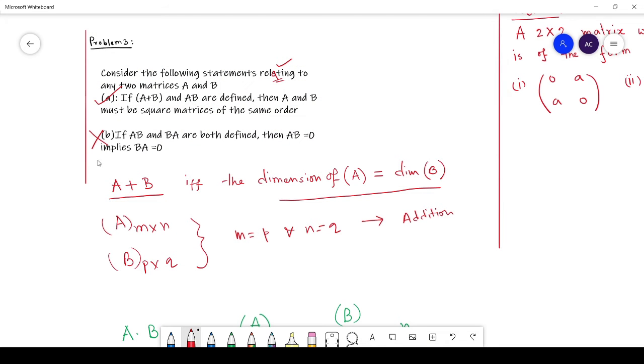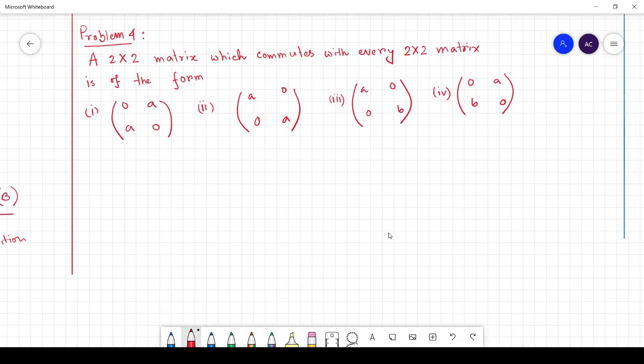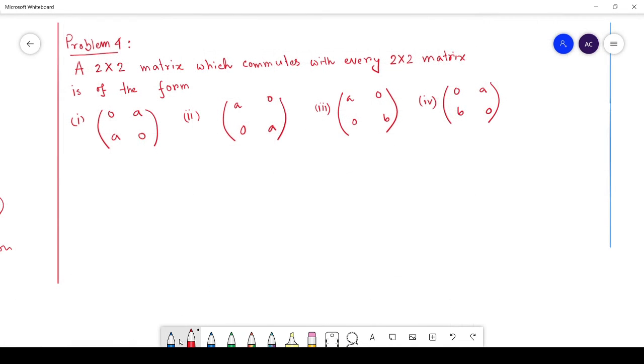Yes, so problem 3 is solved. Let's go into problem 4. The problem is: A is a 2 cross 2 matrix which commutes with every 2 cross 2 matrix. Then the matrix A will be of the following form.